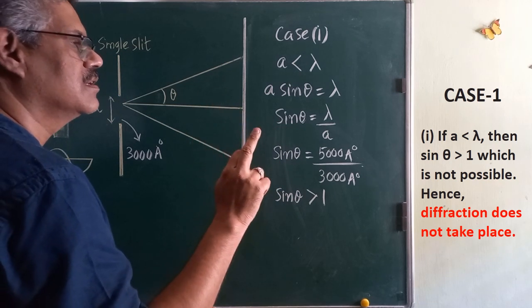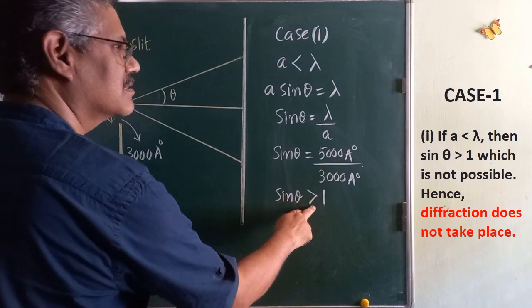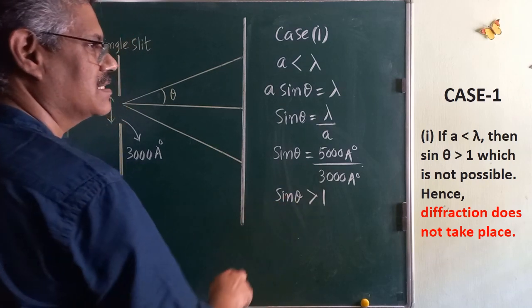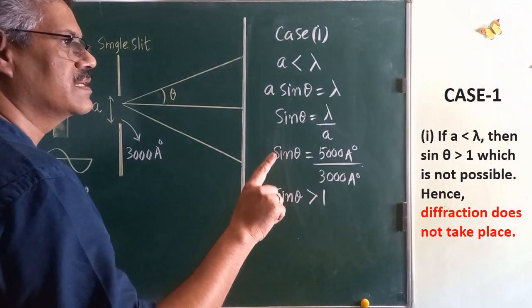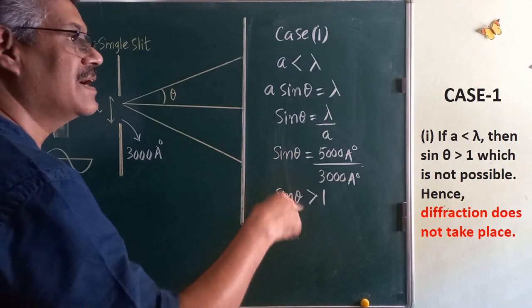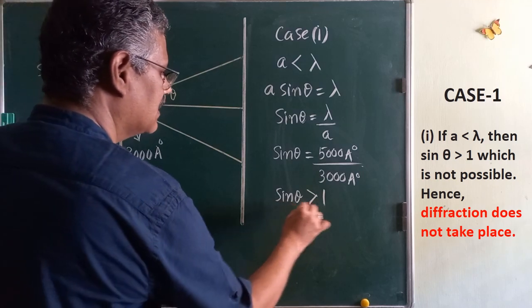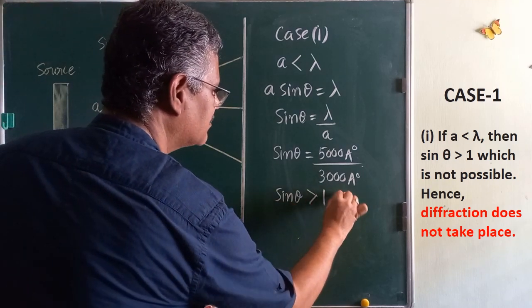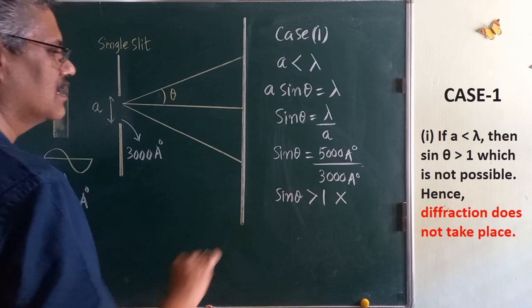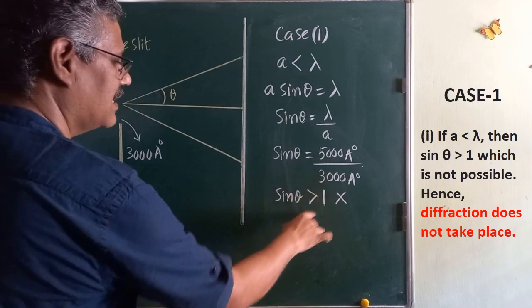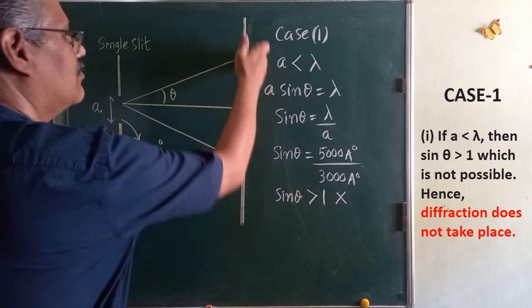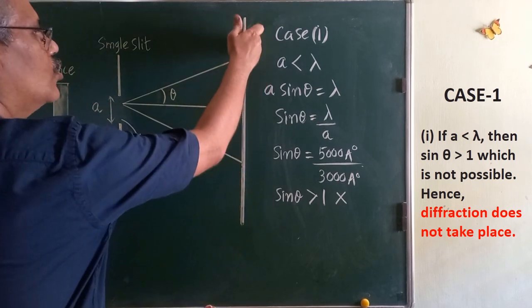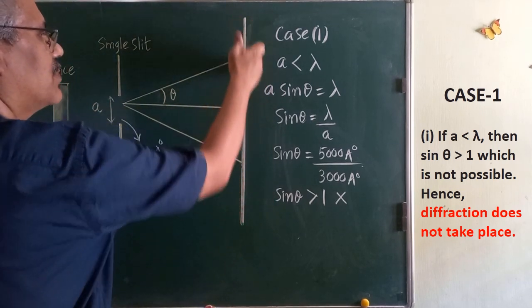Are you clear? So here sin theta greater than 1 means it is not possible. Sin 90 is equal to 1, so the sin theta value cannot be greater than 1. Therefore, this condition is not possible. Since sin theta cannot be greater than 1, here no diffraction pattern can be observed. On the screen, you can't see any diffraction pattern.